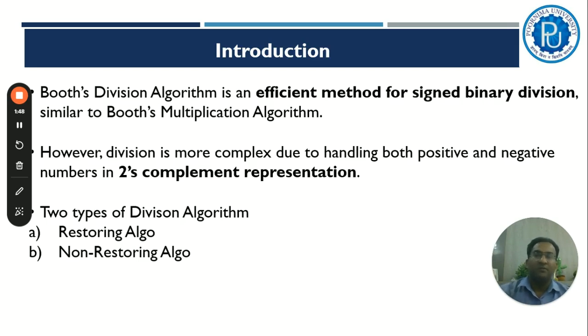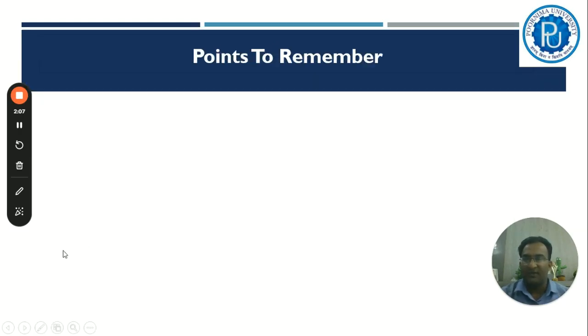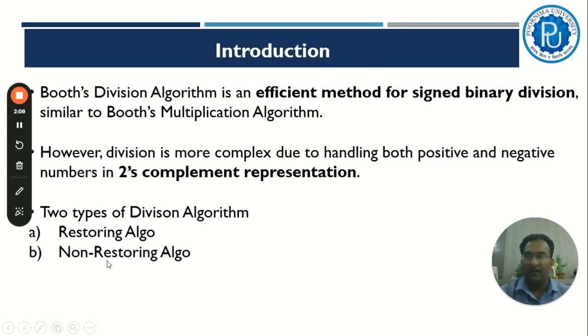The Booth division algorithm is an efficient method for signed binary numbers, similar to the Booth multiplication algorithm. However, division is more complex due to handling both positive and negative numbers in two's complement representation. There are two methods: one is the restoring algorithm and the other is the non-restoring algorithm.